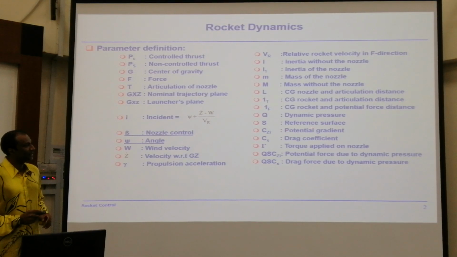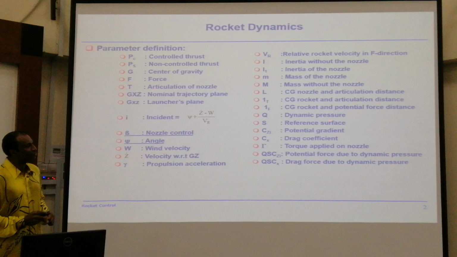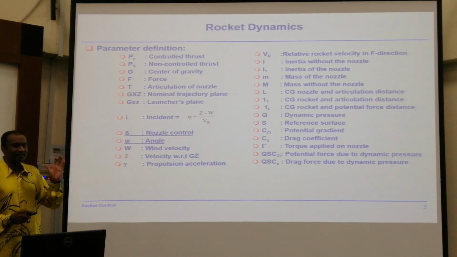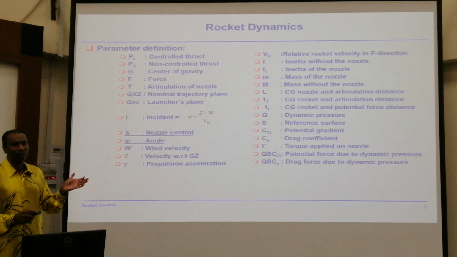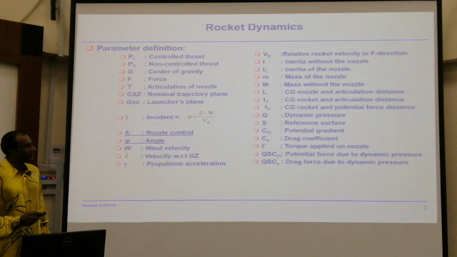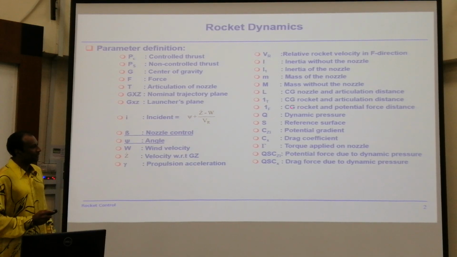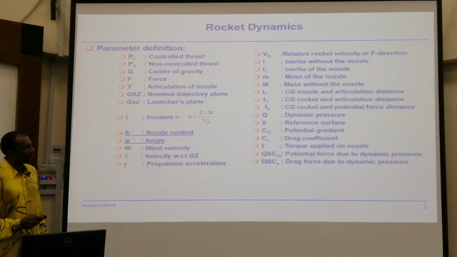This is a reference surface. The surface refers to the launcher itself. Potential gradient, now drag gradient. It looks like there are two components, which indicates that some forces are involved: potential forces and drag forces. Coupled with the surface of the launcher, we should be able to define those forces. And you have a drag coefficient.